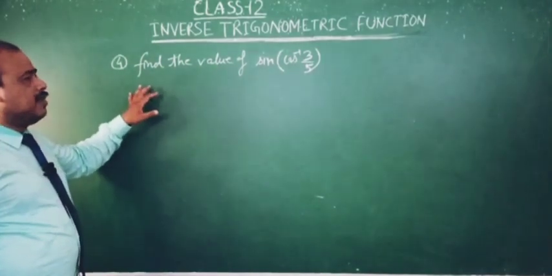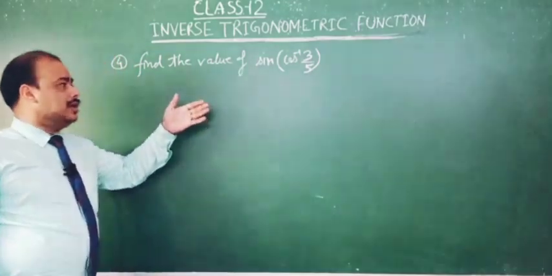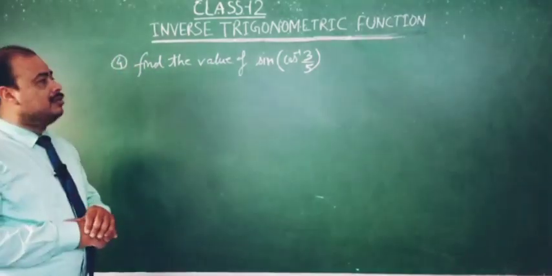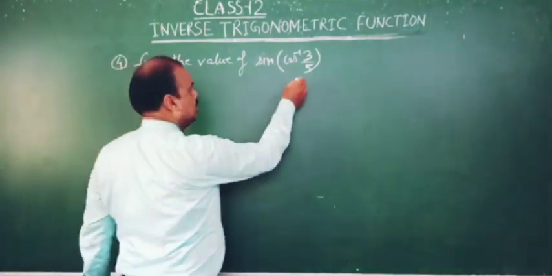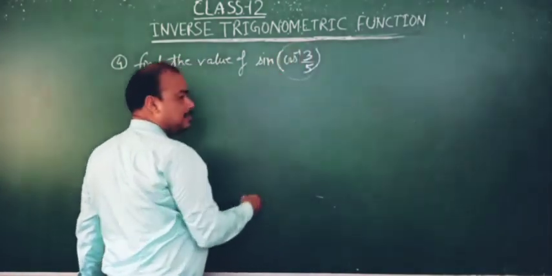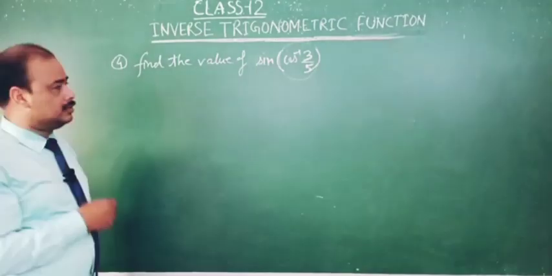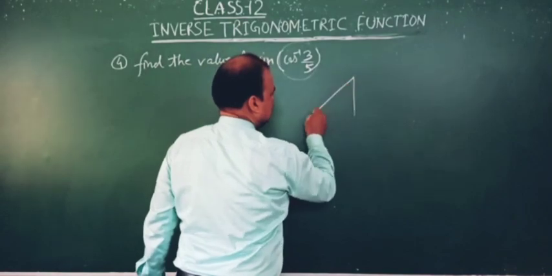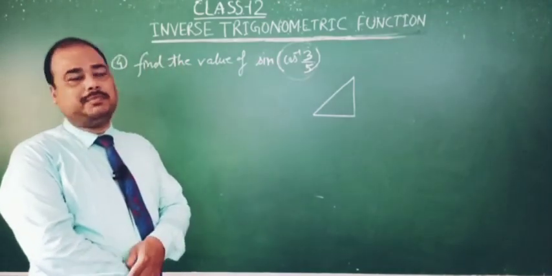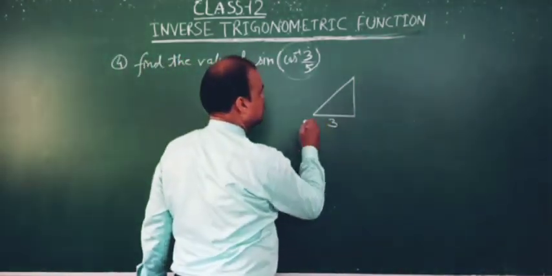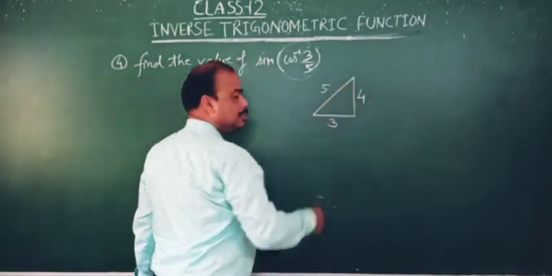Next example, find the value of sin cos inverse 3 by 5. To find this value, we have to use the self-adjusting property. It means we have to convert this cos inverse 3 by 5 into terms of sine inverse. For this, cos is the ratio of base and hypotenuse. It means base will be 3 and hypotenuse will be 5. Then by using Pythagoras theorem, perpendicular will be 4.